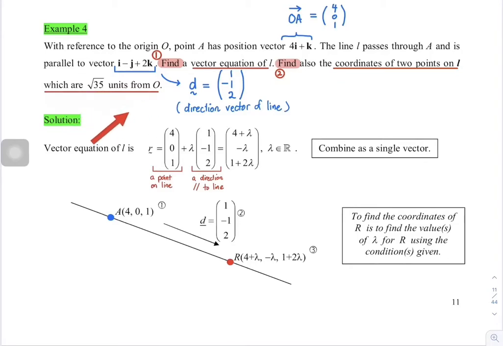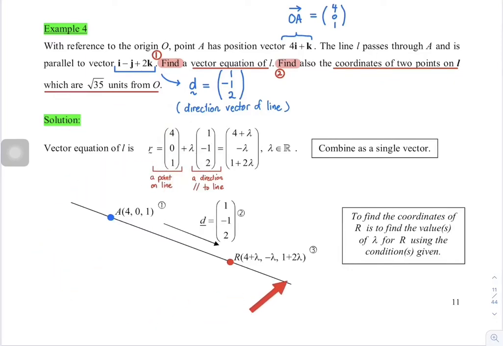Alright, so first and foremost, we need to find the vector equation of the line L. As we have covered before, we need one particular point on the line. In this case, the obvious point to use is the point A. So we use the position vector of that point A, 4, 0, 1. And then we need a direction parallel to the line. As stated, this is the direction vector of the line, so we're going to use it. Alright, so this is the vector equation of the line L.